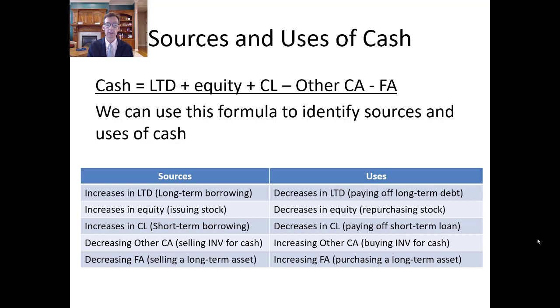And finally, decreasing our fixed assets is a source of cash. What if we were to sell some spare machinery or sell an old abandoned warehouse? That would bring in cash at the same time we were decreasing our fixed assets. And what if we were, though, to buy a new machine? Fixed assets would go up, but our cash would go down. And as a result, we would see that increasing our fixed assets is a use of cash.